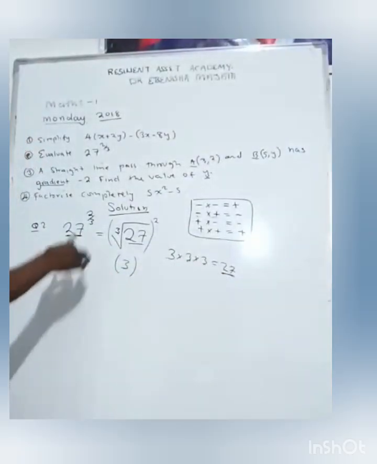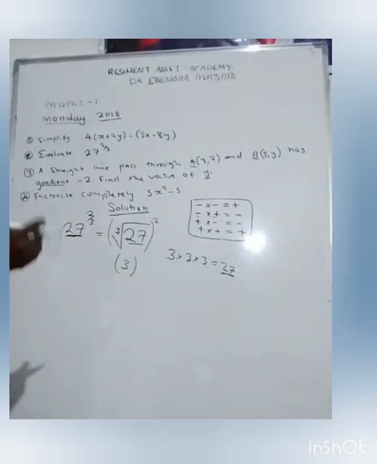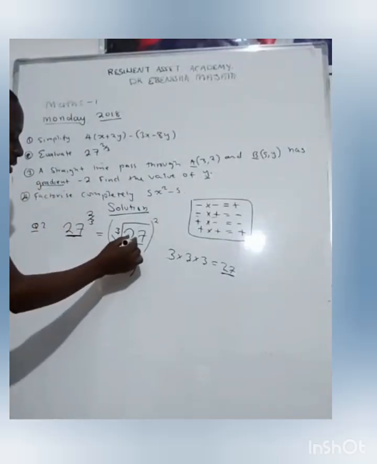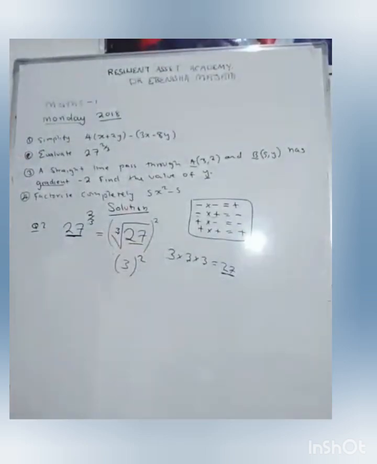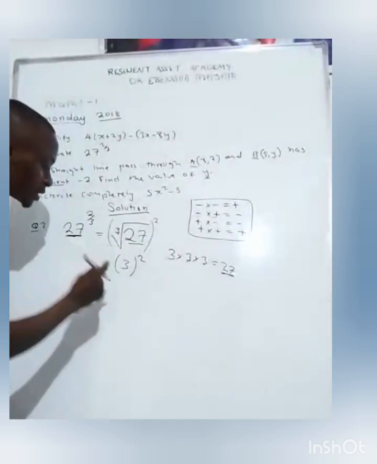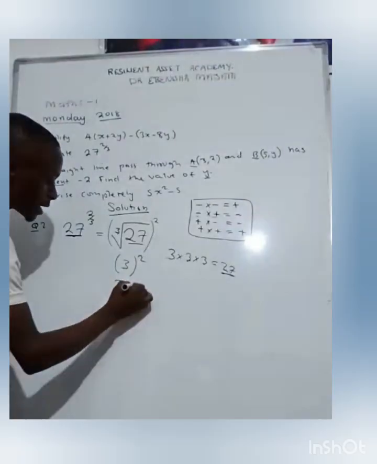So 3, when you multiply 3 times 3 times 3, you get 27. So that's what we said. What number can you multiply by itself 3 times to get 27? So it is a 3. Remember outside there is what? 2. So 3 to the power 2 just means 3 times 3.